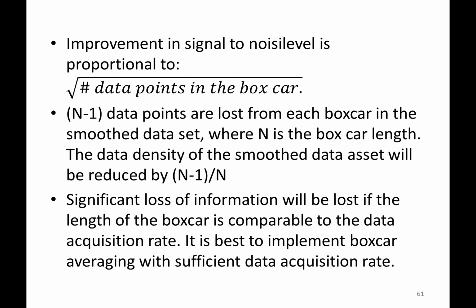So again, without overemphasizing it, there's a significant loss. A significant loss of information will occur if the length of the boxcar is not comparable to the data acquisition rate. It's best to implement boxcar averaging with sufficient data points. I think I've said enough of that, right? It's important. The more data points, and if they are reflecting the true data points, then you can average them and you don't lose much information. And we are lucky because the instruments do this all the time.